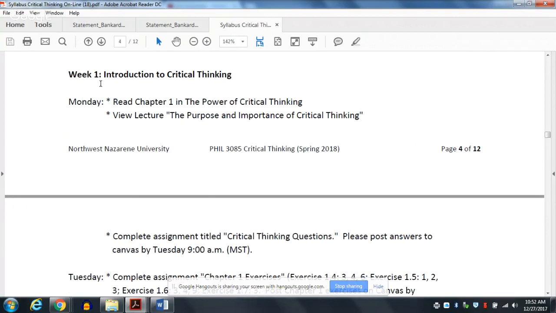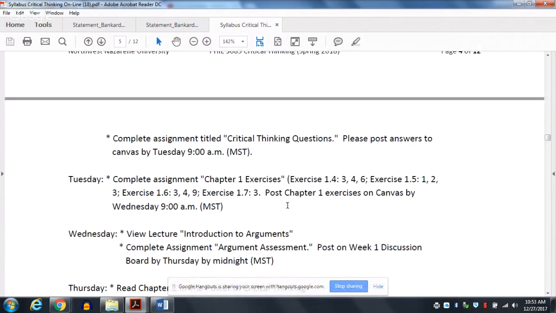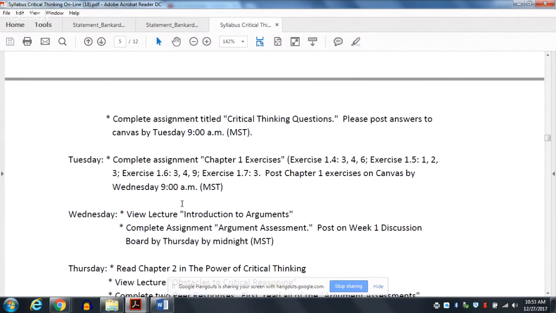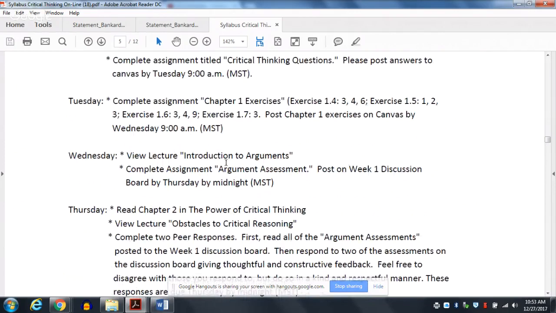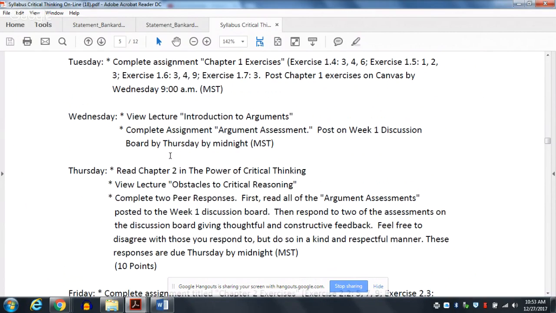So this is week 1, you can see here, right? Tuesday of week 1, I want you to complete the assignment chapter 1 exercises, and the exercises are listed here. I want you to post these exercises to Canvas by Wednesday at 9 a.m., right? Ideally, you would get this done by Tuesday night, but you might need until Wednesday morning to complete it, so that's when it's due. Wednesday of week 1, I want you to view the lecture here, because my lectures are going to help you. I want you to complete the assignment argument assessment, and I want you to post that to the discussion board, which is under week 1 module, right, by Thursday midnight. So you're going to view the lecture, you're going to start working on that assignment, it's due Thursday by midnight.